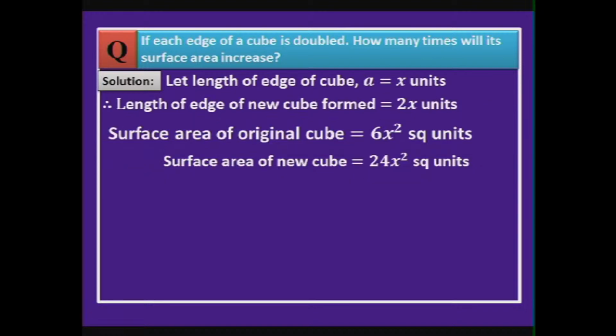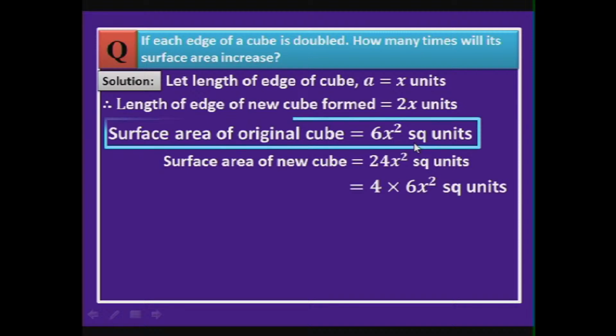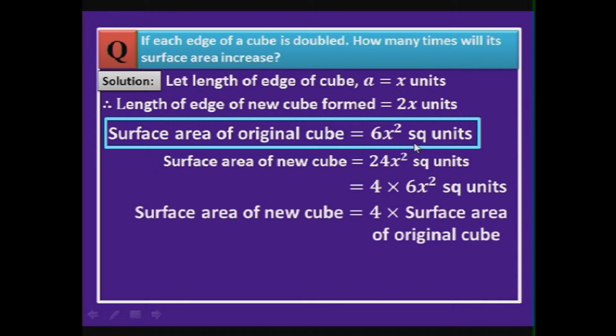Got it? Now, what we need to do? I am going to convert this as 4 into 6x square. I am writing 24x square as 4 into 6x square, because you get the same answer, right children? 4 into 6, that is 24x square. But why are we writing like this? Because if you notice here 6x square, this is nothing but the surface area of the original cube, the first cube, right children. So, that is why I write it as 6x square as surface area of original cube.